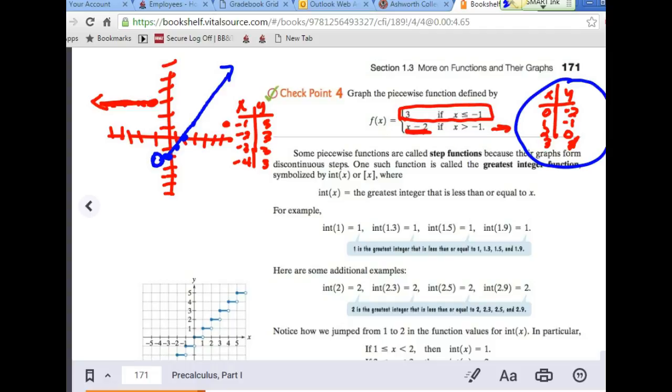Now, as you can see here on the board, there are other piecewise functions. One specific one is called a step function, which is really called the greatest integer function. If you want to read about that down through there, you'll see that step functions get their name because they look like steps. But anyway, that'll be for another day. Hope this was helpful.